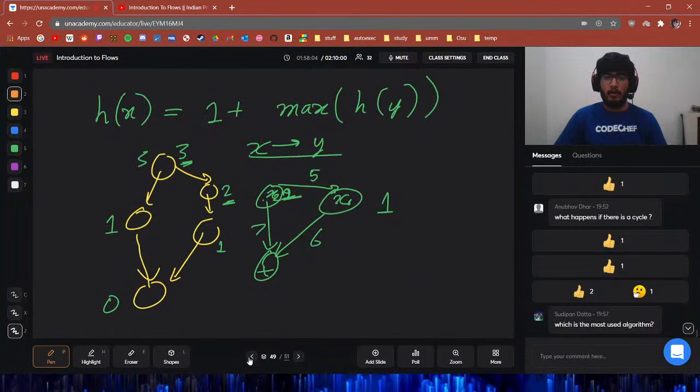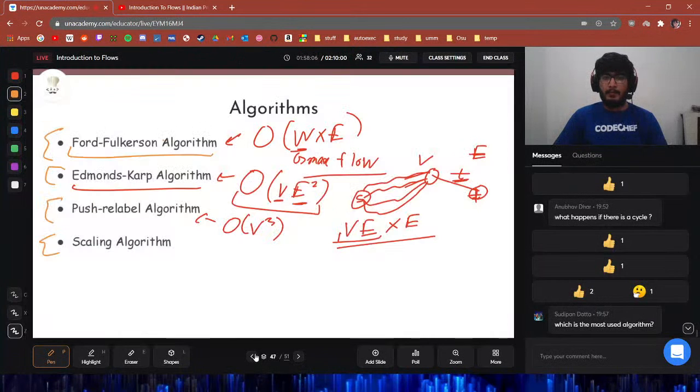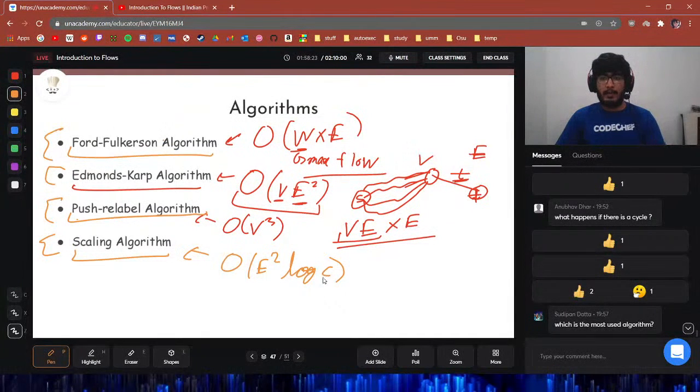the most used algorithm. I would say many people use push relabel. Many people use Dinic's algorithm as well. Personally, I use the scaling algorithm the most because it has a time complexity of big O of E squared log C. Let's call that log W.